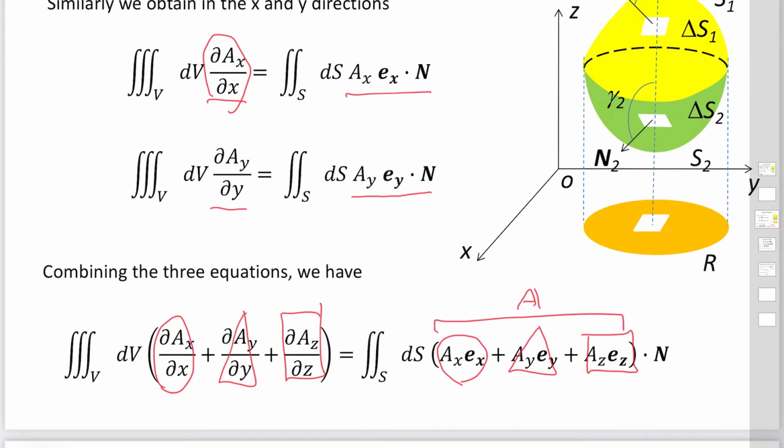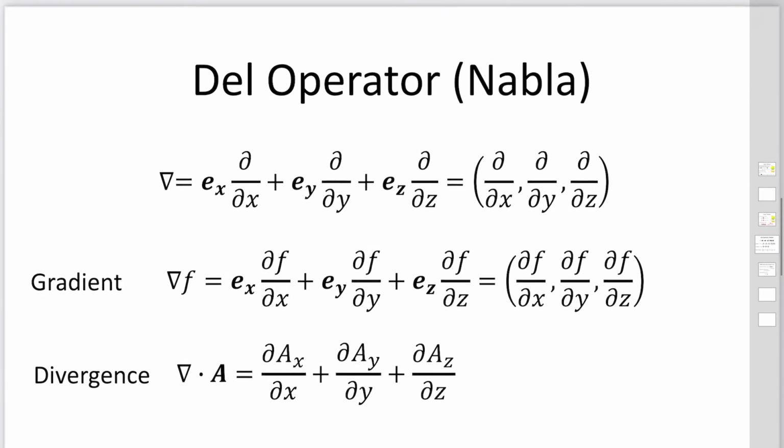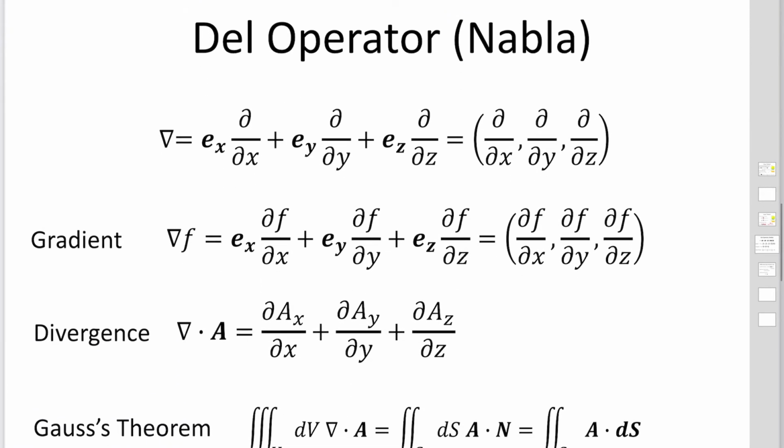We'd like to introduce a new operator. We call it the del operator or nabla. The del operator is in vector form. The del operator is expressed as E sub x round round x, E sub y round round y, E sub z round round z. So in component form, you can express it this way. The x component is round x. The y component is round y. The z component is round z.